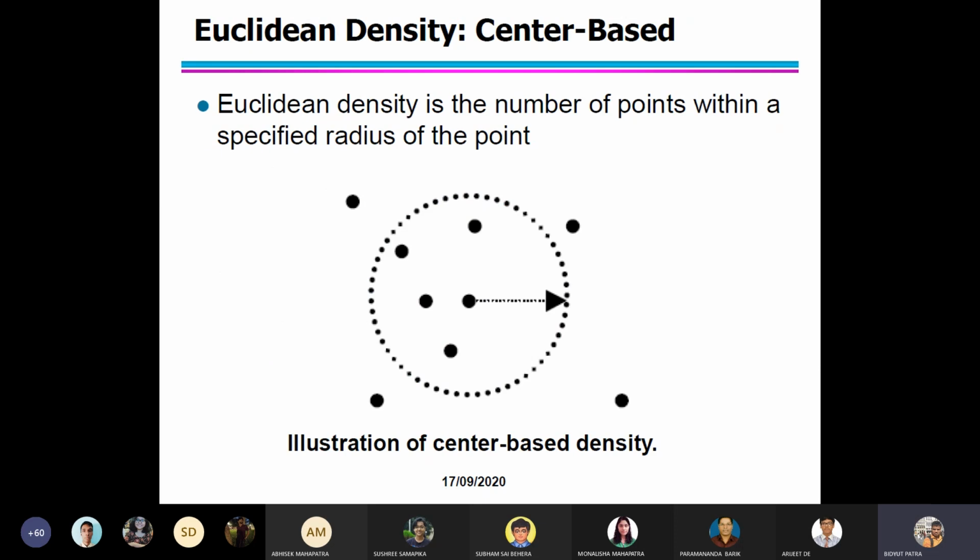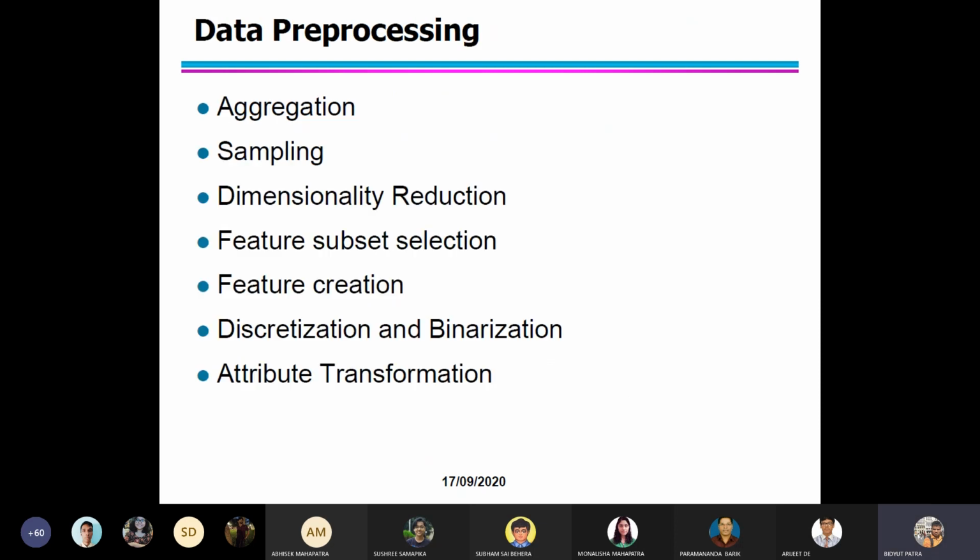So I think this is the last slide for today. I might have gone a little faster, I'm not sure. If you have any queries, I'll be happy to listen, and I'll try to address them. In the next class, we'll talk about some of the things here.